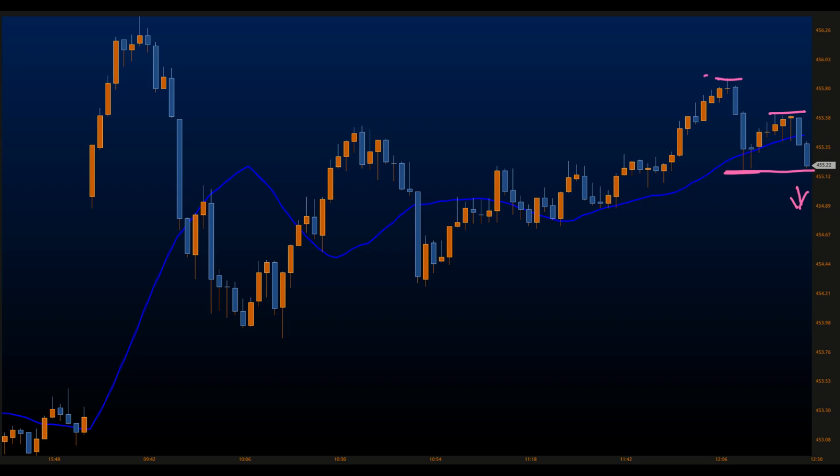Anything that moves up into this region, if it moves above here, well then I know I'm wrong and I'll have to exit with a loss. So this will be the setup short, and that's what I'll be looking for. So now I'm going to go to the live market and test it out.